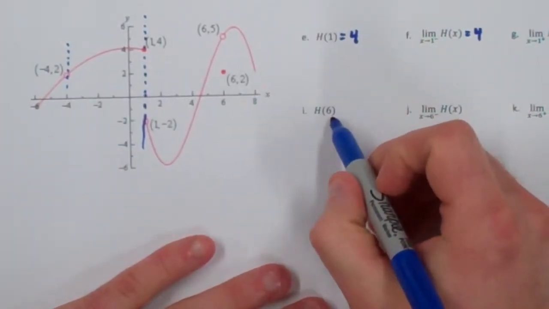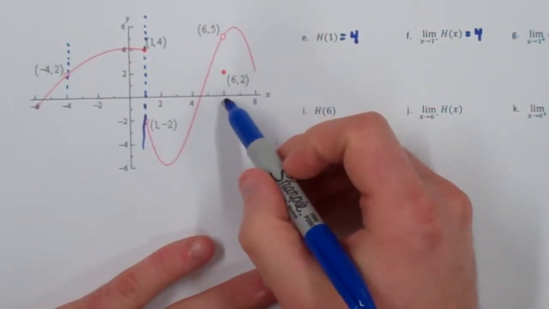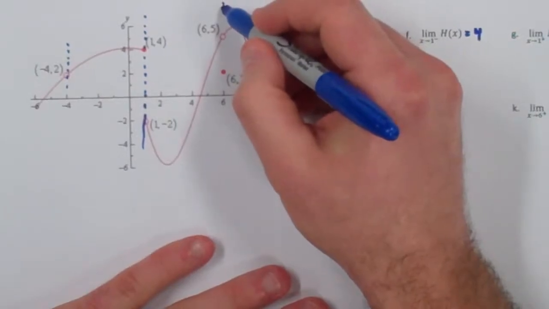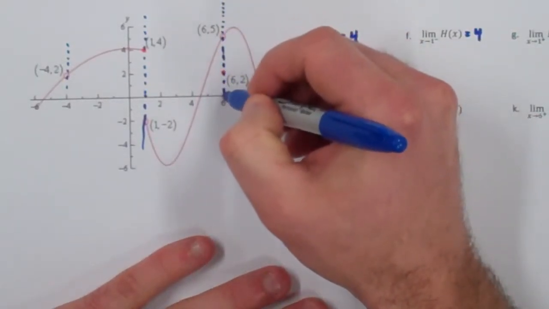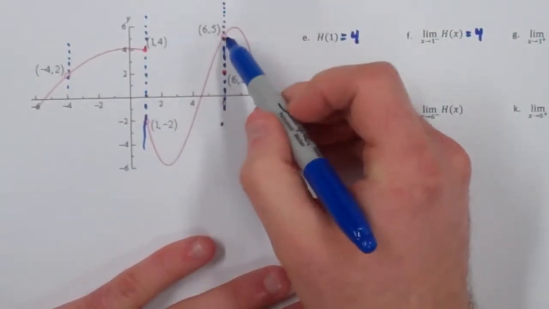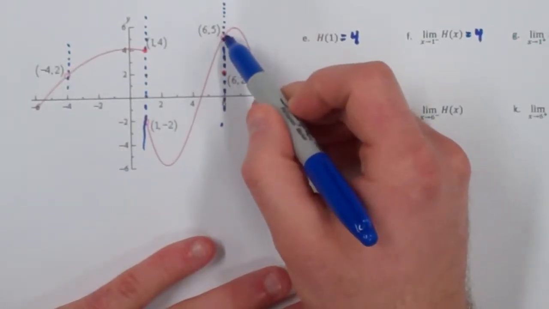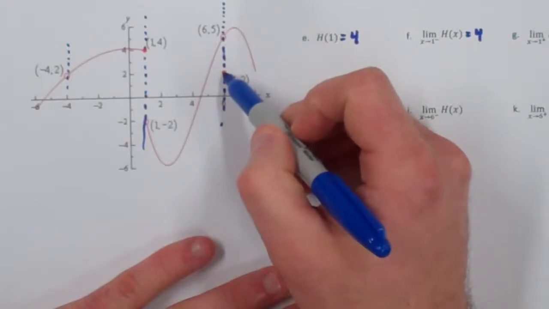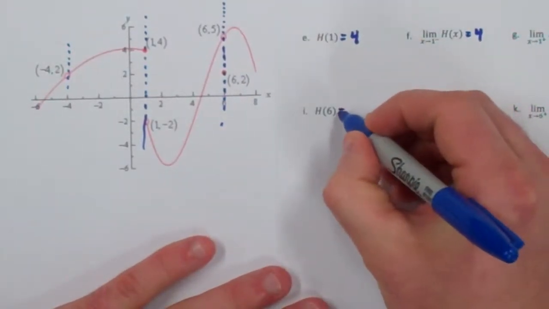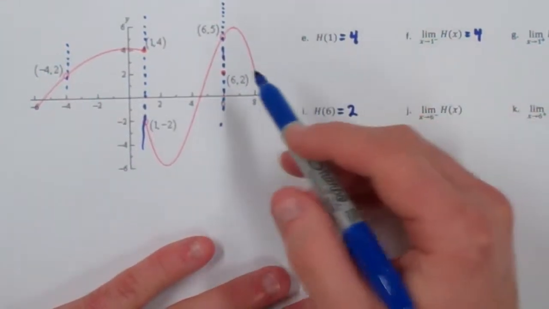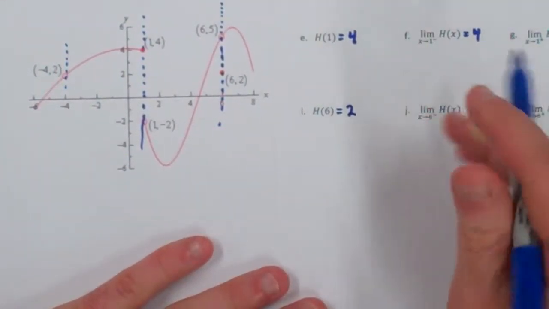So h at 6, we're just looking for what is the output when the input here is 6. This spot here, this point is moved. It looks like it's moved. It doesn't exist here, and that output is actually 2. So this function does exist when x is 6. There's totally a point right here, and the output is 2.